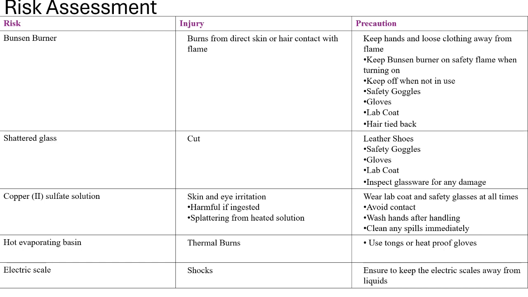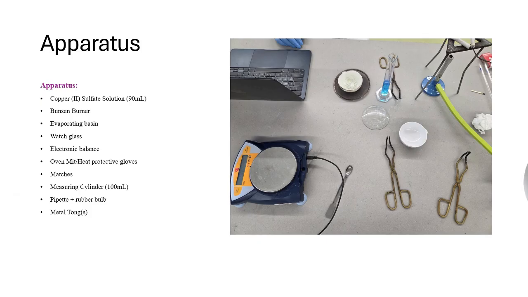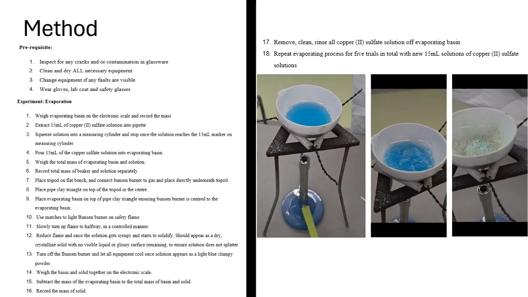This is the risk assessment table which we used to conduct our safety throughout the experiment. This is the equipment list which was used to conduct the experiment. Serve the Bunsen burner and evaporate the copper sulfate solution until it reaches a light blue color and crystallized form as shown in the slide.